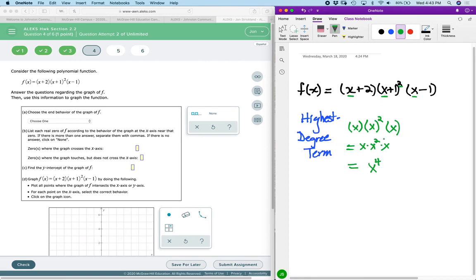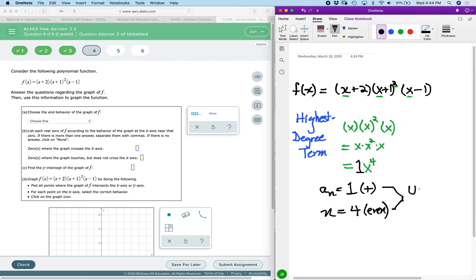If you notice, for the leading coefficient, you have implicitly that a of n is equal to 1, so that is positive. And the degree n is going to be 4, which is even. If you have a positive leading coefficient and the degree of the function is even, the end behavior is going to be up to the left and up to the right.